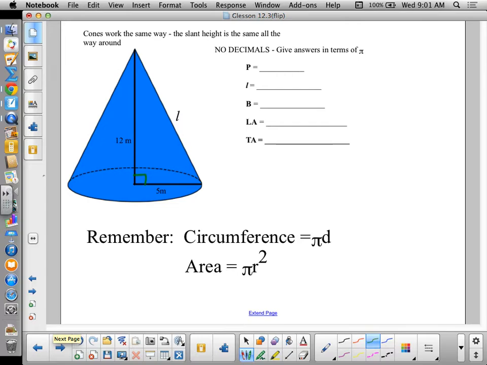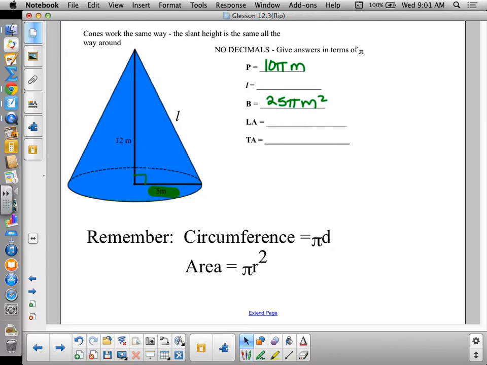The perimeter of the base has to be the circumference. It's pi times diameter. The radius is 5, so my diameter would have to be 10. So my perimeter would be 10 pi, and again, remember your units, meters. My base area, we can also get that very quickly. Pi r squared, the radius is 5, so that's 25 pi meters squared.